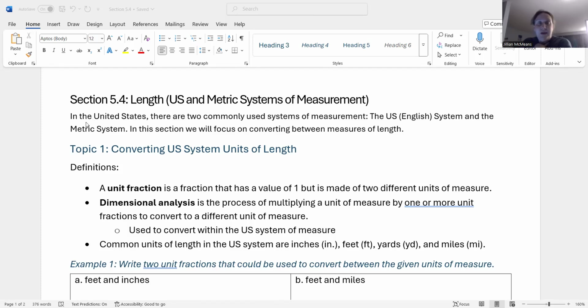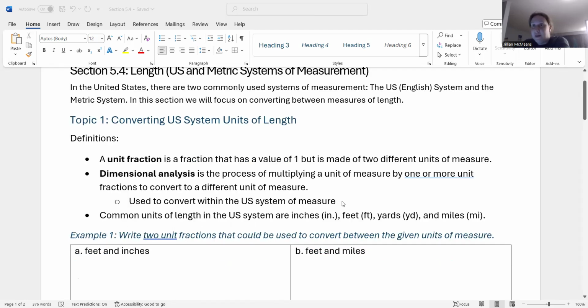In the United States, there are two commonly used systems of measurement, the US or English system and the metric system. We'll focus on measurements in both US and metric, specifically involving length. For topic one, let's look at converting the US system units of length.